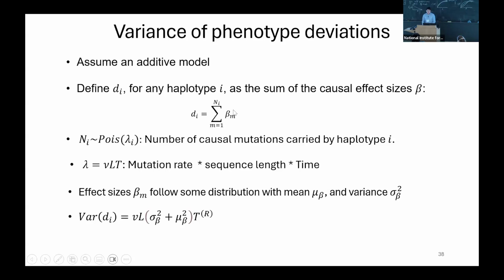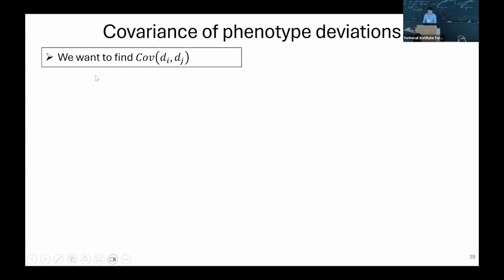If we assume that the number of mutations in a haplotype follows a Poisson distribution with a parameter that depends on the mutation rate, the sequence length, and the time during which we are following that haplotype, and the effect sizes follow some distribution, which we do not need to specify, we just need to assume that the variance exists, then the variance of the total deviations will be given by this parameter here. So basically, we have the Poisson lambda parameter and the time, and the moments of the effect sizes. Now we have the variance, but what we want is the covariance.